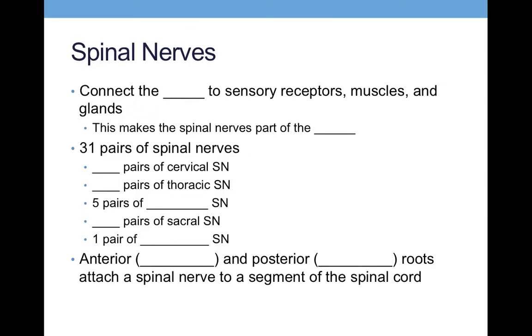And so the posterior or the dorsal sensory root contains sensory nerve fibers and will conduct nerve impulses from the periphery into the spinal cord. The posterior root ganglion contains the cell bodies of the sensory neurons from the periphery.